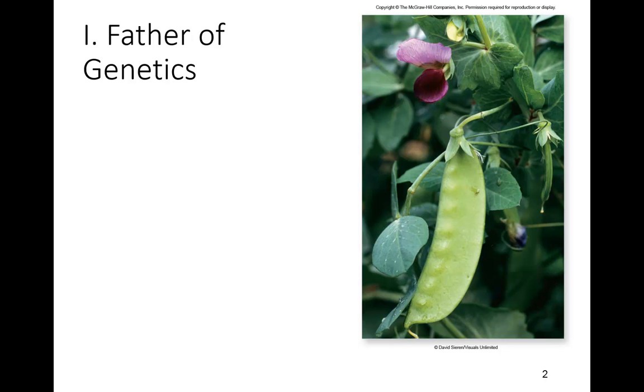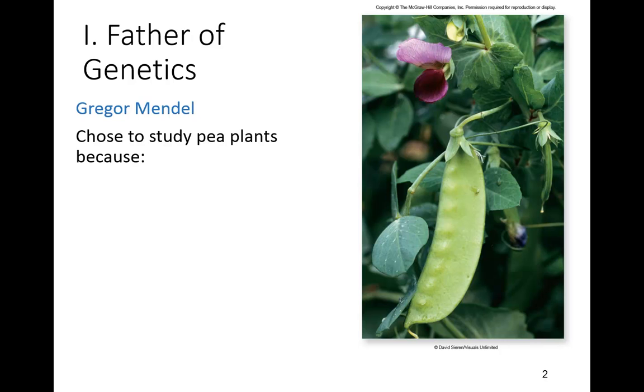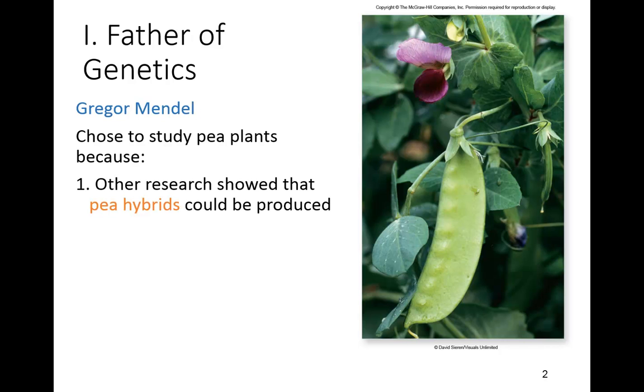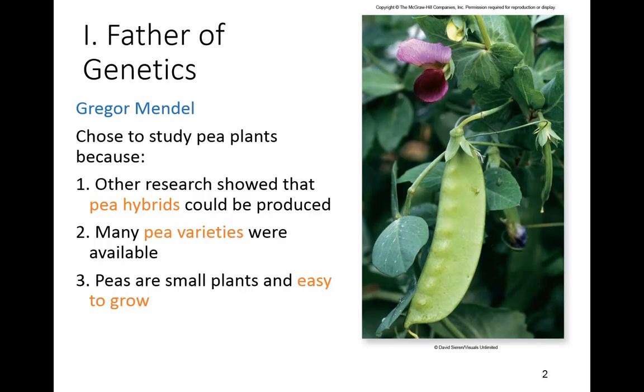So the father of genetics was a monk named Gregor Mendel, and he worked with pea plants. There are reasons why he chose pea plants. First, hybrids of them could easily be produced, so you could take one strain and combine it with another one. There are also lots of different varieties of pea plants, and they were small and easy to grow, and maybe most importantly, they could be self-fertilized. One plant could fertilize itself, and that'll come up later when we talk about some of the experiments he did.